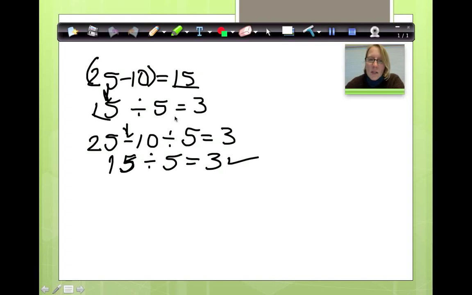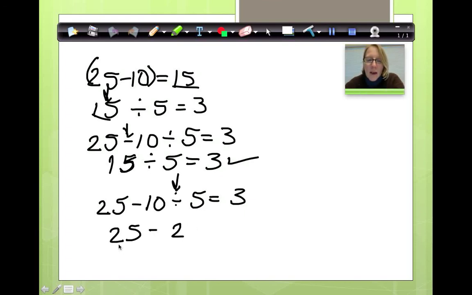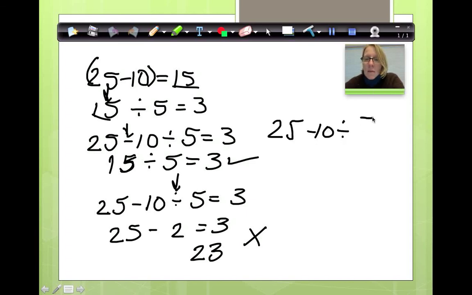Okay, now let's do the division first. 25 take away 10 divided by 5 equals 3. Let's do this one. Okay, 10 divided by 5 is 2. 25 take away 2, is that 3? No. 25 take away 2, that's 23. Does not check out. So we need to make sure we put the parentheses for the group that we put in. We should have written it like this. 25 take away 10 divided by 5 equals 3. Now this was the group we put in, so that needs to be our parentheses. And that's how you get the correct answer.